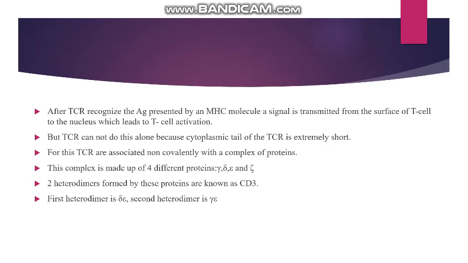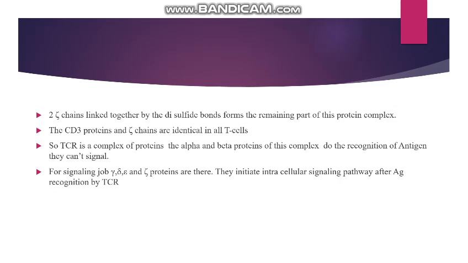First heterodimer is delta epsilon and second heterodimer is gamma epsilon. Two zeta chains linked together by disulfide bonds form the remaining part of this protein complex. The cluster of differentiation 3 proteins and zeta chains are identical in all T cells.